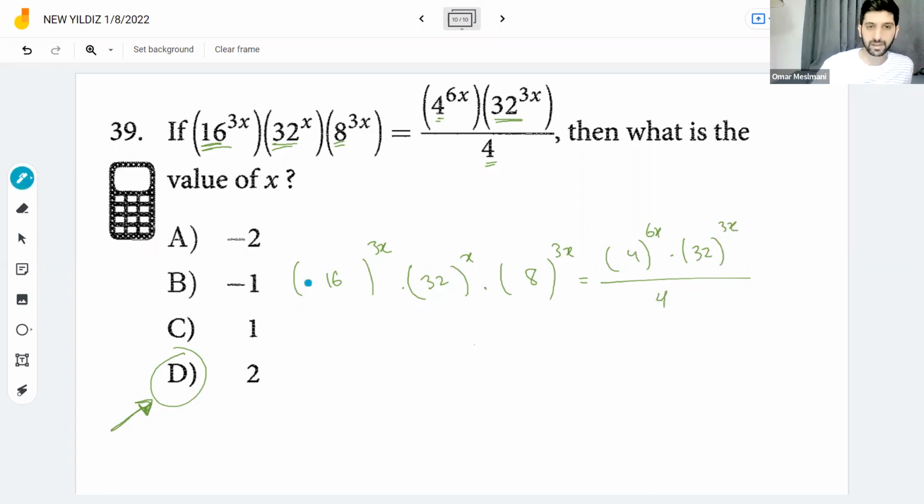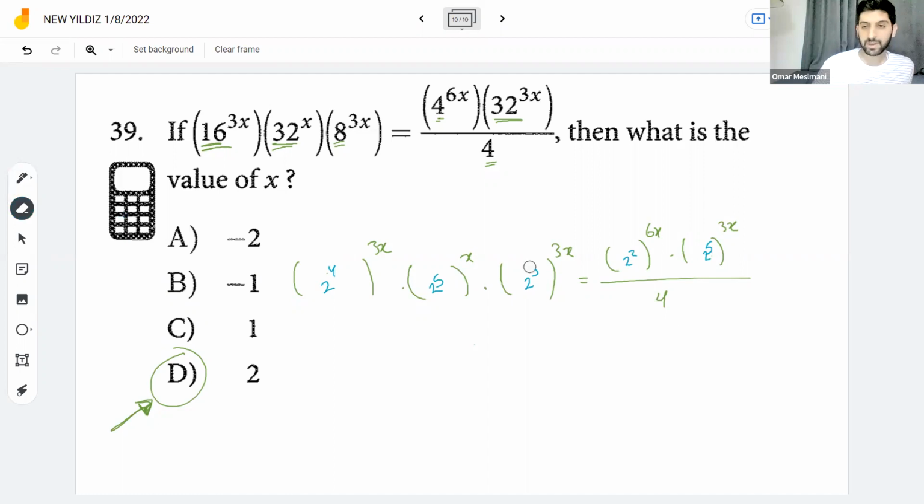Okay, listen carefully. Now I'm going to delete the 16, and I guess you know it. 16 is the same as 2 power 4, yes or no? 32, I will do it as 2 power 5. And the 8 is what? 2 power 3. And the 4 is what? 2 power 2. And the 32 is what? 2 power 5.